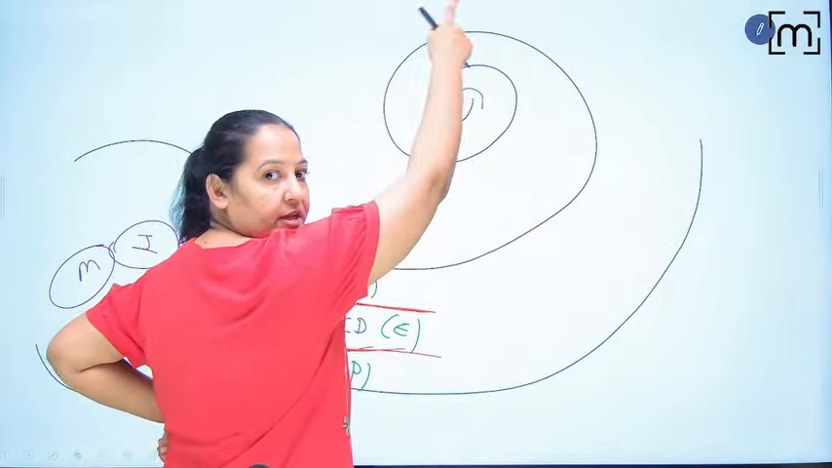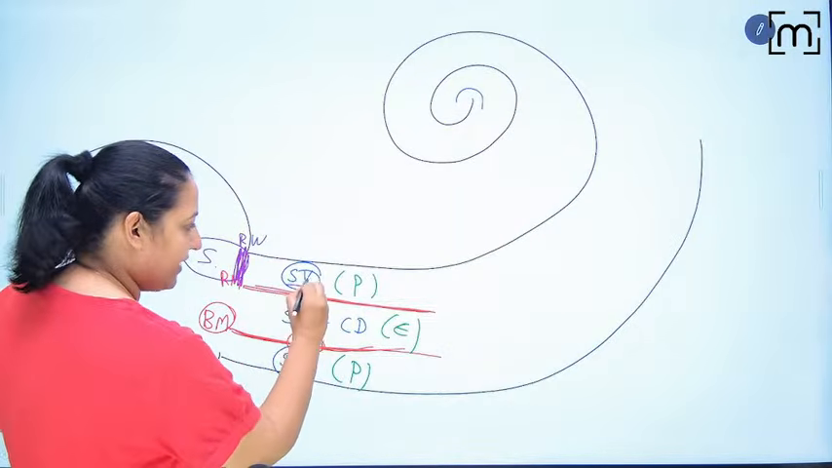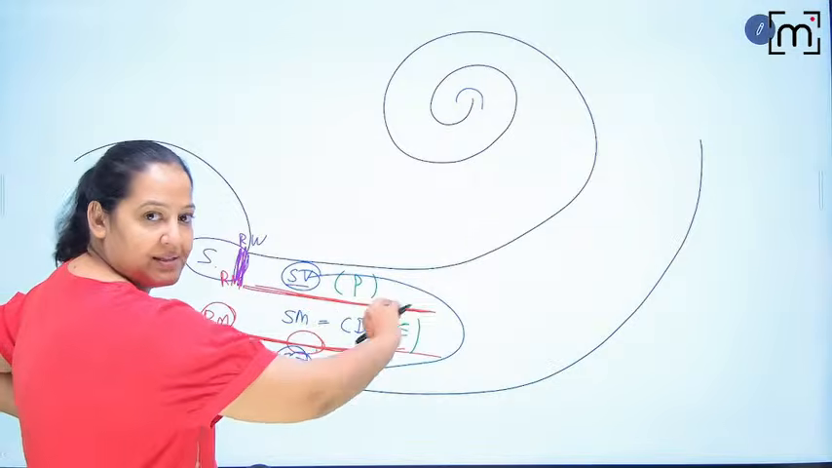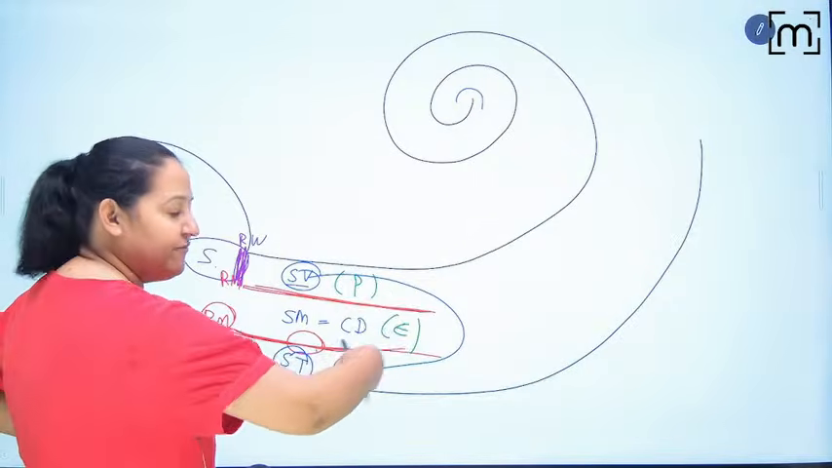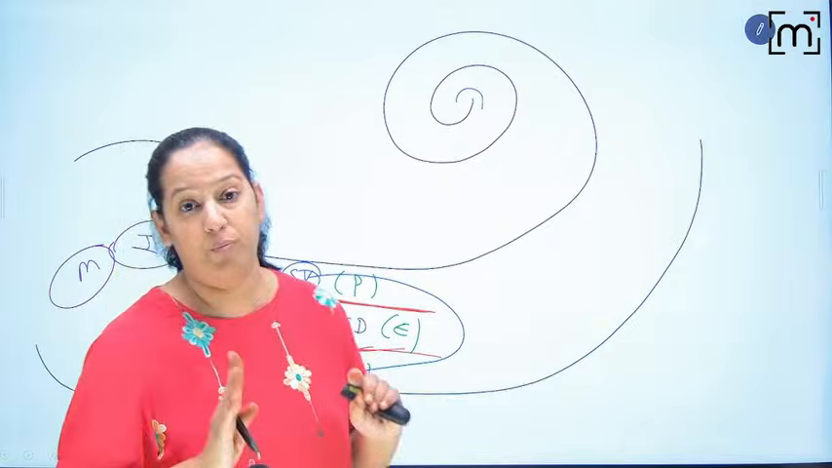Like this, they continue. At the apex, both the bony parts are connected with each other. But the membranous part is not connected with them. So the perilymph of both of them mixes with each other, but the endolymph is separate.